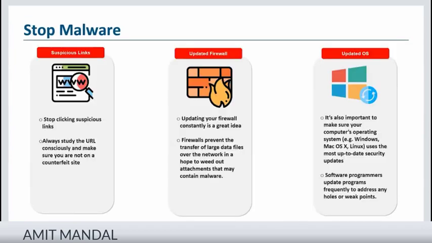Okay, so how exactly do you remove malware, or how exactly do you fight against it? Well, each form of malware has its own way of infecting and damaging computers and data, and so each one requires a different malware removal method. The best way to prevent malware is to avoid clicking on links or downloading attachments from unknown senders, and this is sometimes done by deploying a robust and updated firewall, which prevents the transfer of large data files over the network in the hope of weeding out attachments that may contain malware.